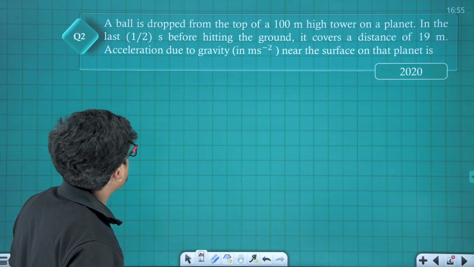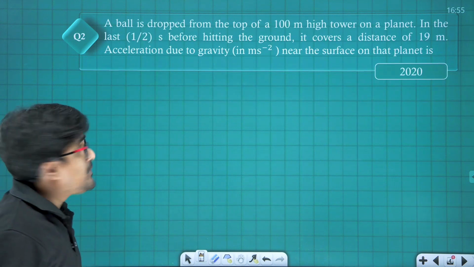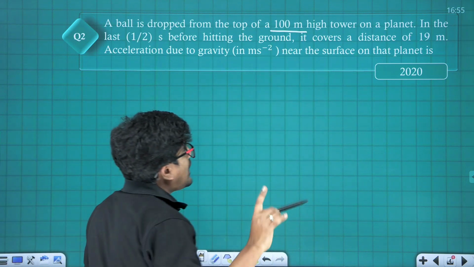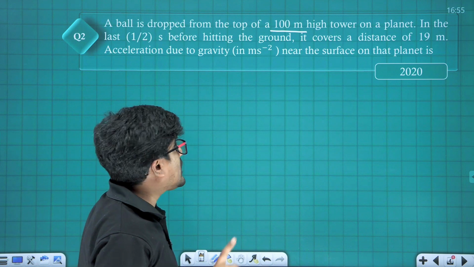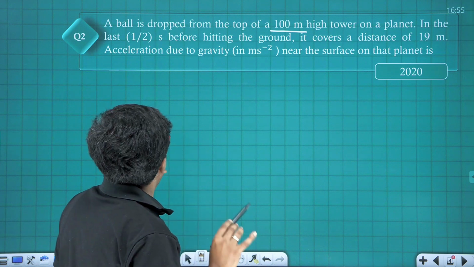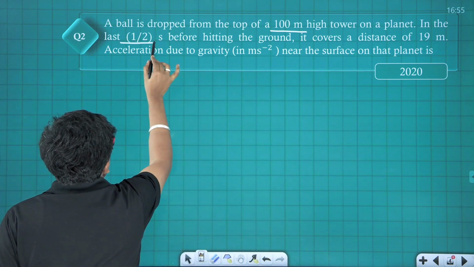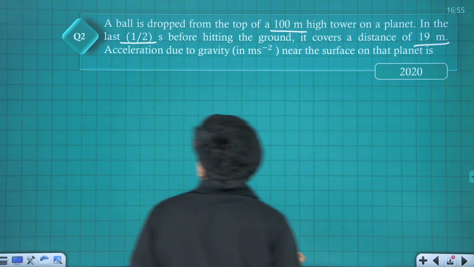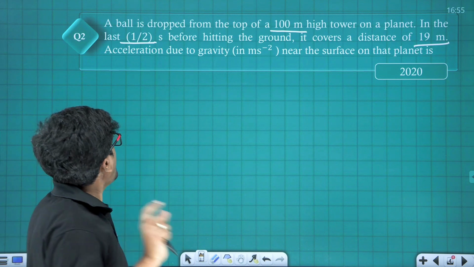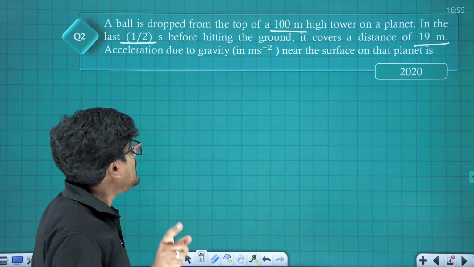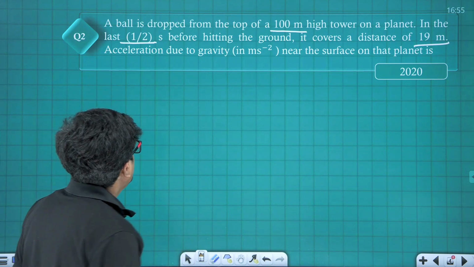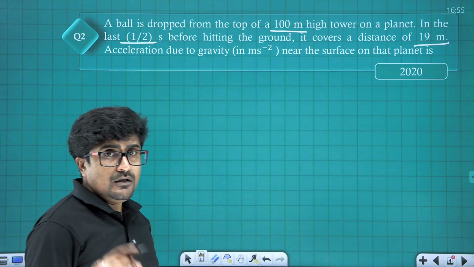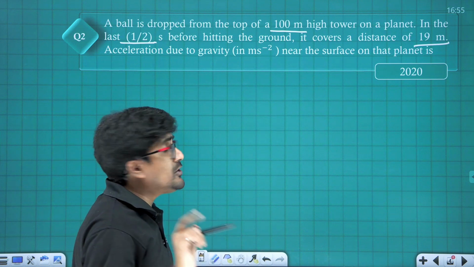Question number 2 says, a ball is dropped from the top of a 100-meter high tower on a planet. Okay, the height is 100 meter. In the last 1/2 second before hitting the ground, it covers a distance of 19 meters. The last 1/2 second, it's covering how much? 19 meters. Then the acceleration due to gravity near the surface on the planet is. So we need to find out the acceleration due to gravity.